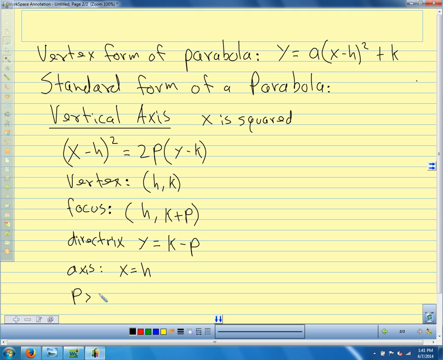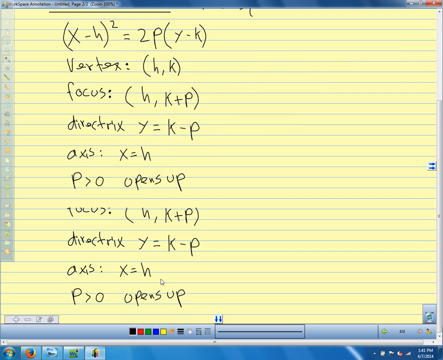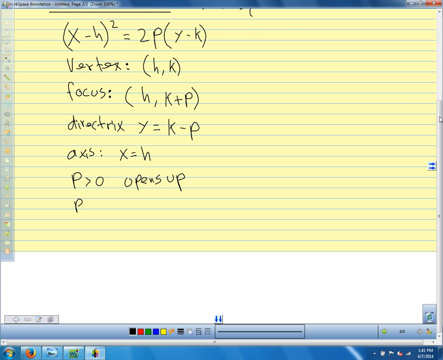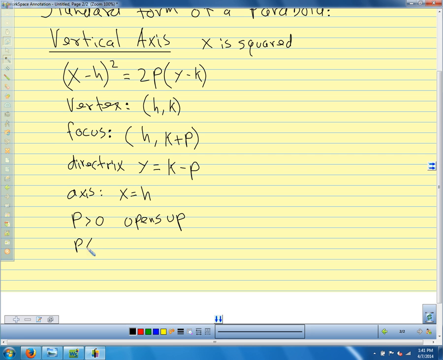If p is positive, our parabola opens up. If p is negative, our parabola opens down. And then if our vertex is at (0, 0), our equation simplifies really nicely and we just get x^2 = 2py. So let's draw a picture here, to get a picture of what we're talking about. So here is my parabola.